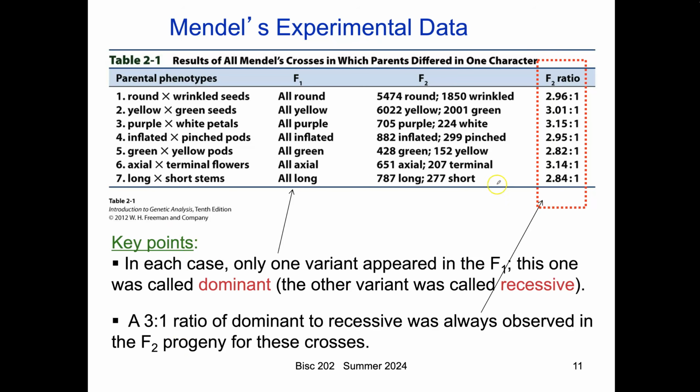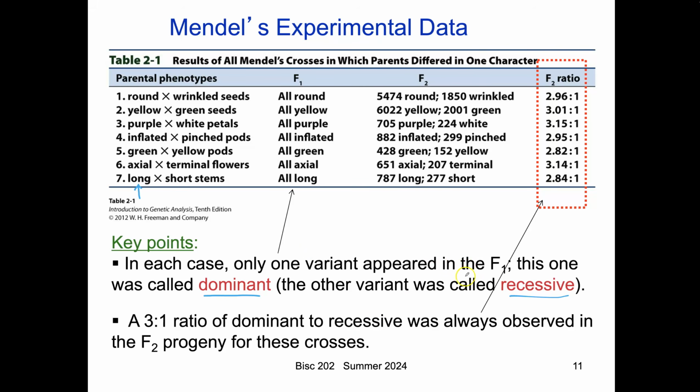This is a summary table, so I'm not going to go through any of this in super detail, but the key thing to notice is that one of the traits appeared in all of the F1 in each of those 7 crosses. And so that is the one that's referred to as dominant. The other variant is called recessive.